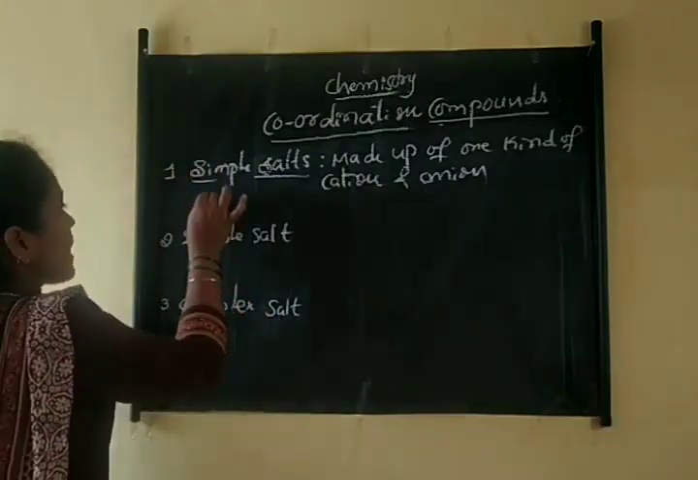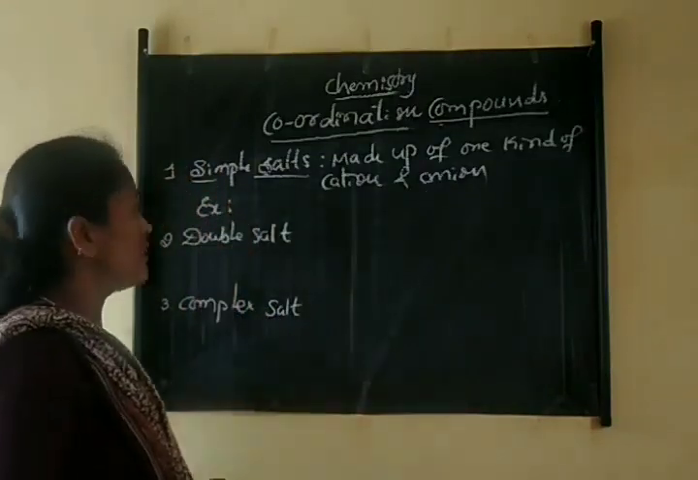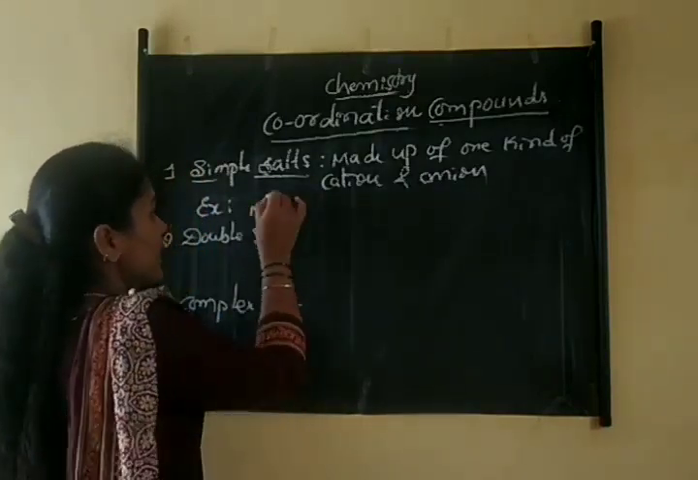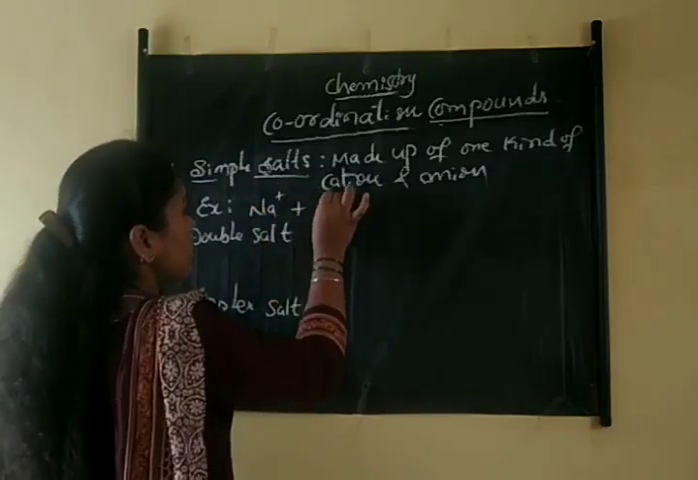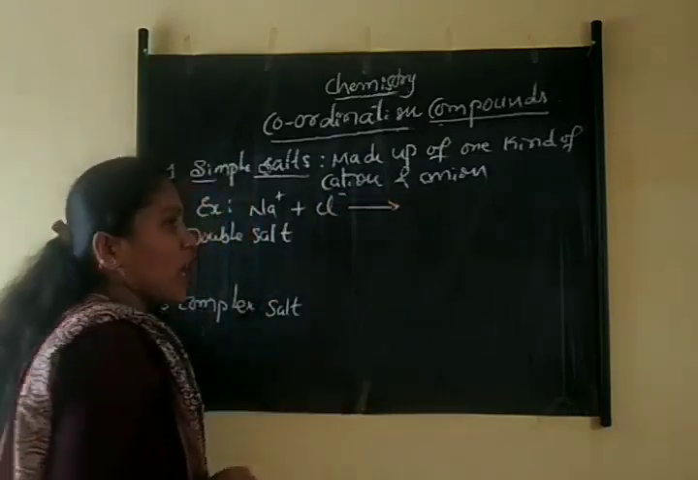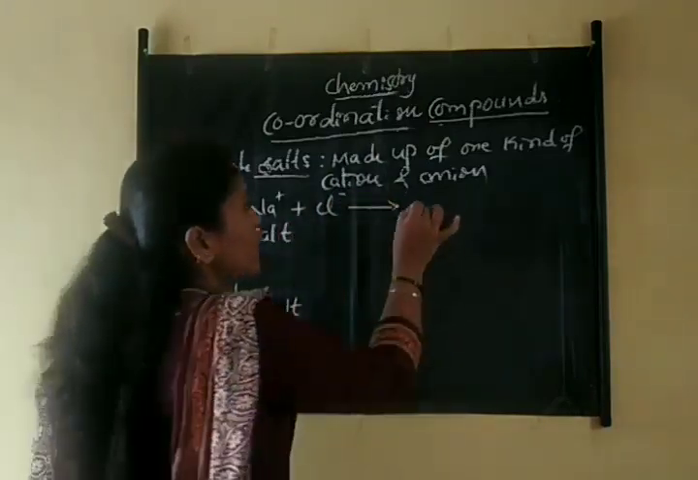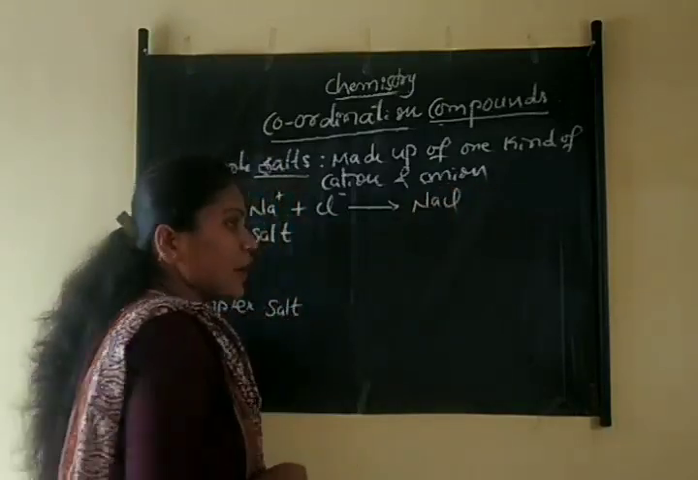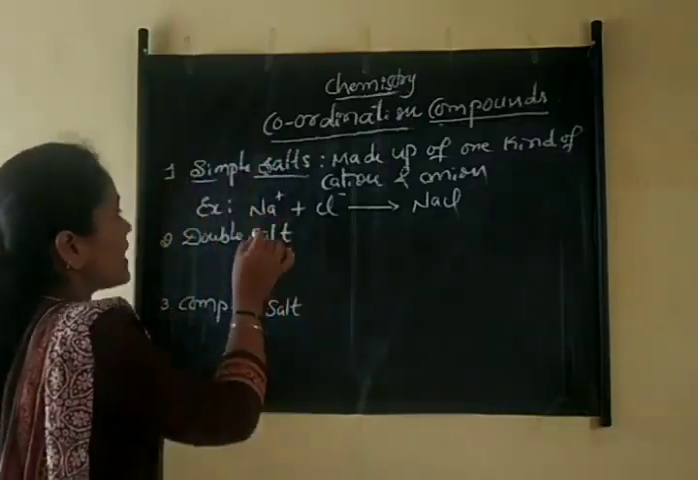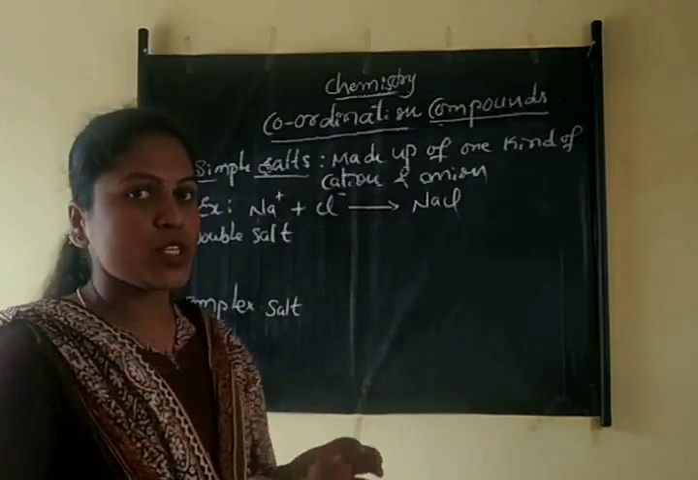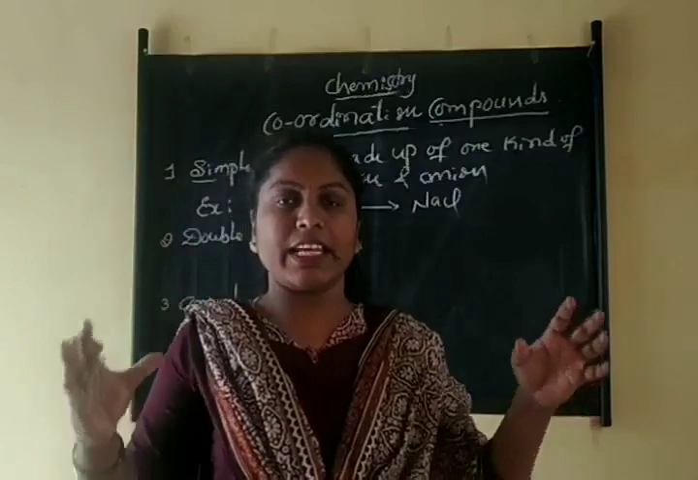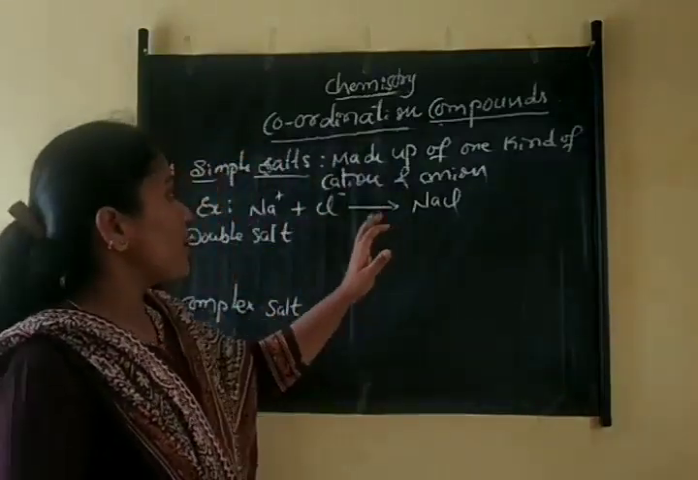For example, you can consider a cation, sodium, and an anion, chloride. These two ions combine together to form a salt called sodium chloride. We generally know sodium chloride, isn't it? Yes. So here it is an example for a simple salt. Simple salt means only one kind of cation and one kind of anion combine together to form a product.